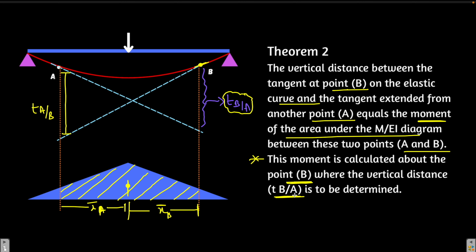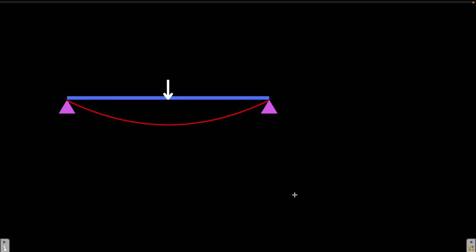Now let's derive this theorem. For that, again, I am taking a simply supported beam with a concentrated load acting over here. Due to the concentrated load, the beam will deflect something like this, which is known as the elastic curve of the beam. This is the elastic curve.